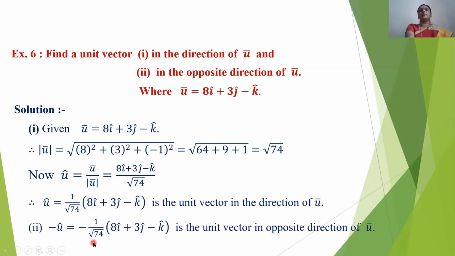Then we have to find the unit vector in the opposite direction of u bar. Only change the sign of the vector here. Write down minus u cap will be the vector in the opposite direction of u cap. Therefore this will be equal to minus 1 upon root 74 times 8i plus 3j minus k, which is the unit vector in the opposite direction of u bar. If you have found the unit vector, only change the sign of that vector, and you get the vector opposite in direction to u bar.